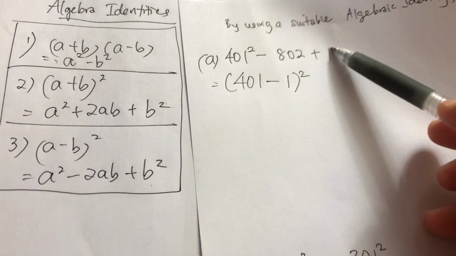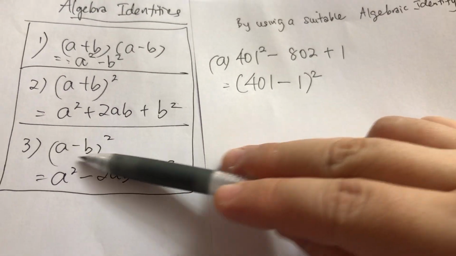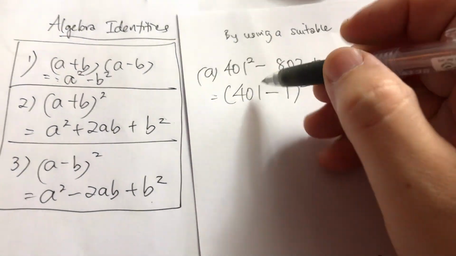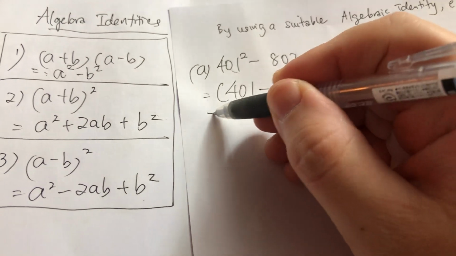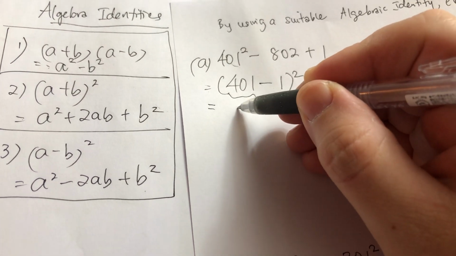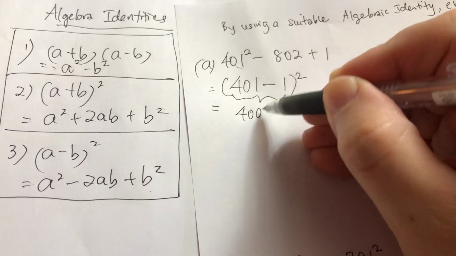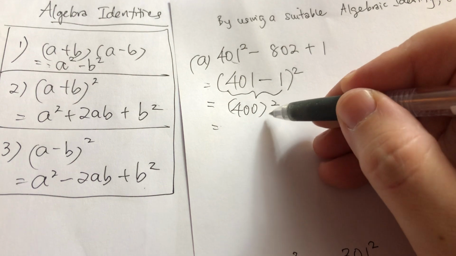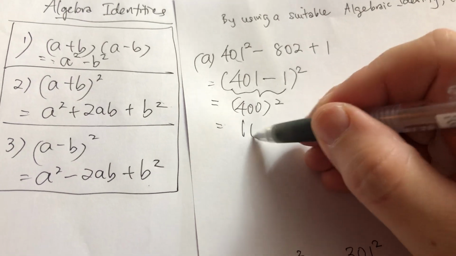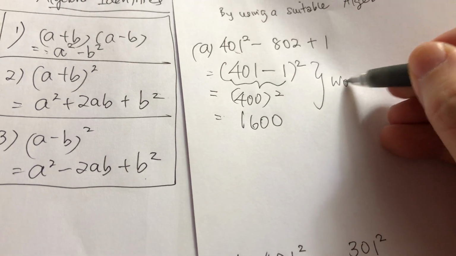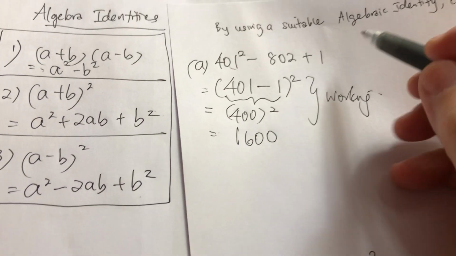Square of minus 1 is 1. See, square of minus b is b squared. So this works for this question. And your answer will simply be 401 minus 1, which is 400 squared. Okay, this is quite simple to evaluate. If you don't know, you just press the calculator. But what this question wants you to do is to show this working. They give you marks for this working.